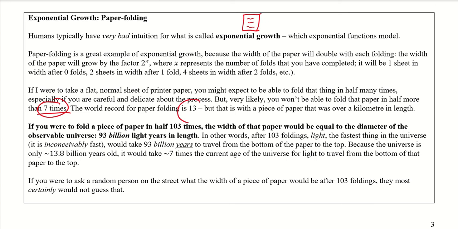The world record for folding a piece of paper in half is 13. If you ask some random person on the street, however, what the world record might be, they might guess a number higher than this. But this is the largest number of times that somebody has folded a piece of paper in half, and you might even consider that cheating because it's not a regular piece of paper that they used. It was a pretty thin piece of paper, and it was over a kilometer long.